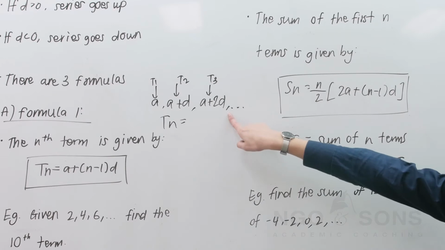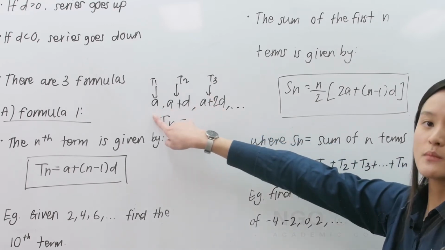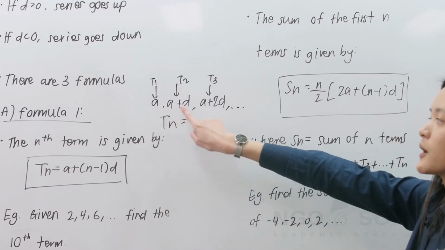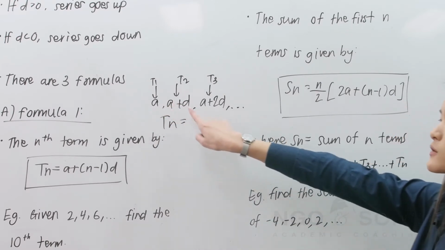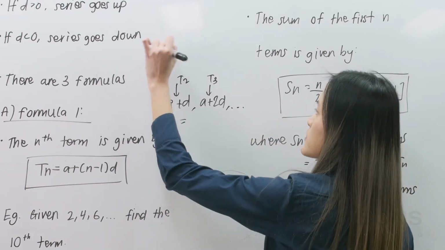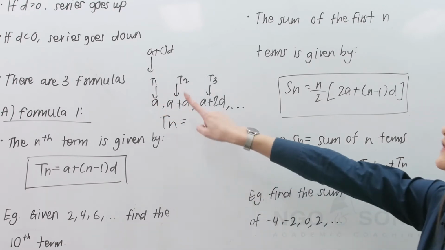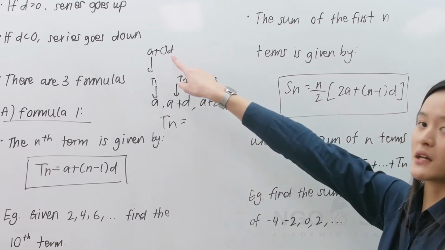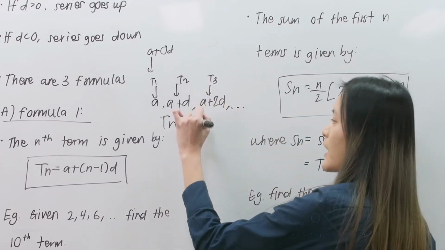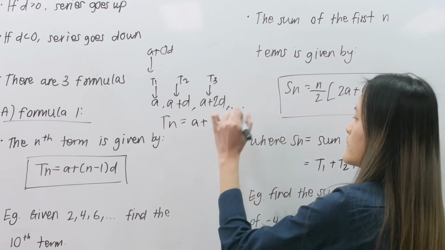Now, in order to do this, the first thing I ask myself is, with these three terms, what stays the same? I notice every single term has an A, every single term has a plus D. You can think of this term as A plus 0D. Okay, so if all of these three terms have A plus D, that means this term Tn will also have A plus D. Okay, so I'll move this out a bit.